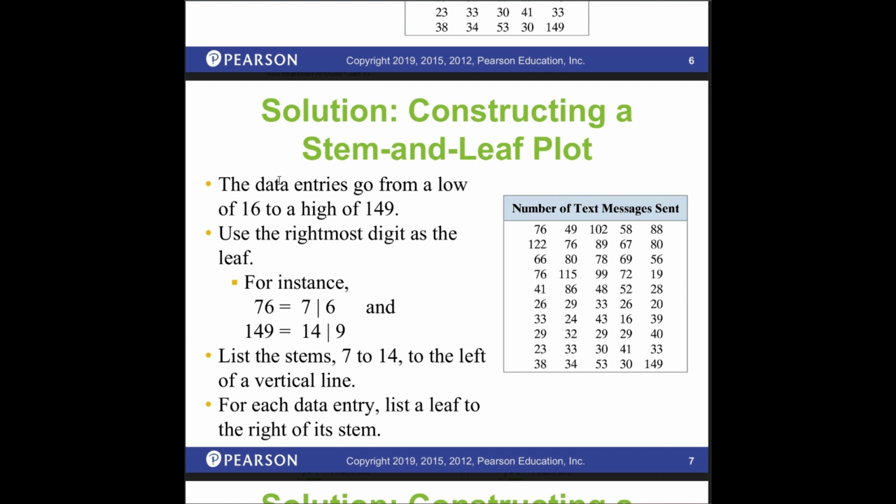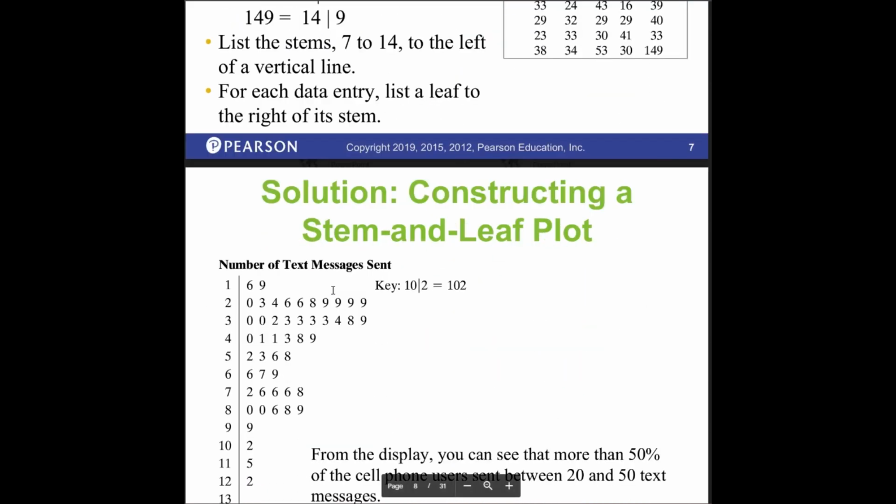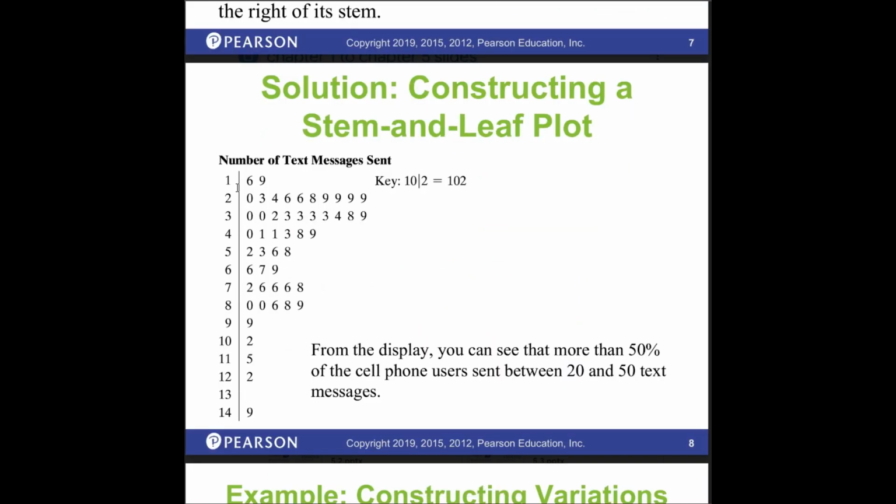So I list the stems 7 to 14 to the left of the vertical line, which separates stem from leaf, and then for each data entry, list a leaf to the right of its stem. As you can see, this would be 16, this would be 19, and so on. And here's a key: 11 and then the vertical line and 2 would be equal to 112.